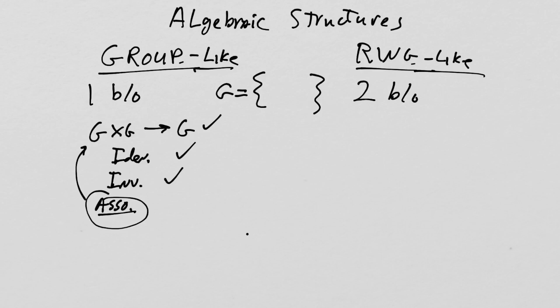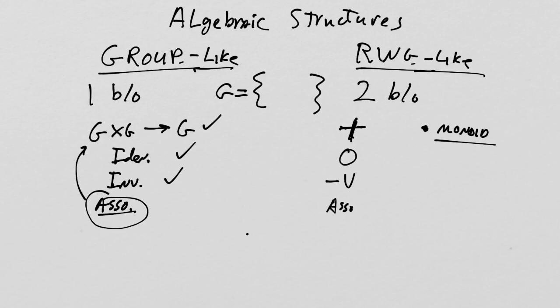Then the ring-like structures had two operations. One was an abelian group operation, where the whole set was an abelian group under addition. As before, there's an identity, which I just write as 0, and there's an inverse, which is minus v for any element in the set, and of course it's associative. But it also had a multiplication, under which it was a monoid.